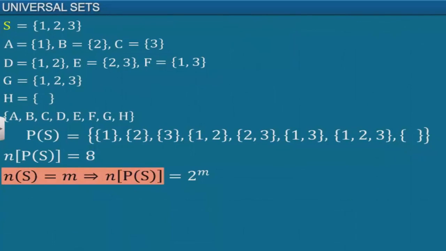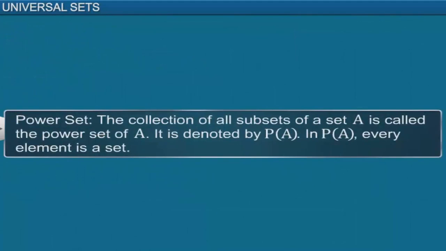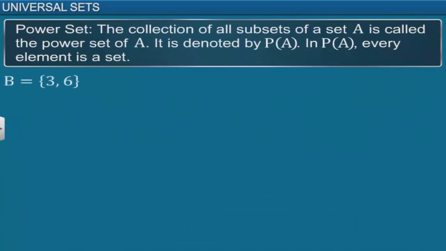The collection of all the subsets of a set A is called the power set of A. It is denoted by P of A. In P of A, every element is a set. Let's see an example of a power set of a set B. Taking one element at a time, we get these sets. Taking two elements at a time, we get this set. Taking 0 elements at a time, we get a null set. Taking these sets as the elements for a set, we get the power set of set B.